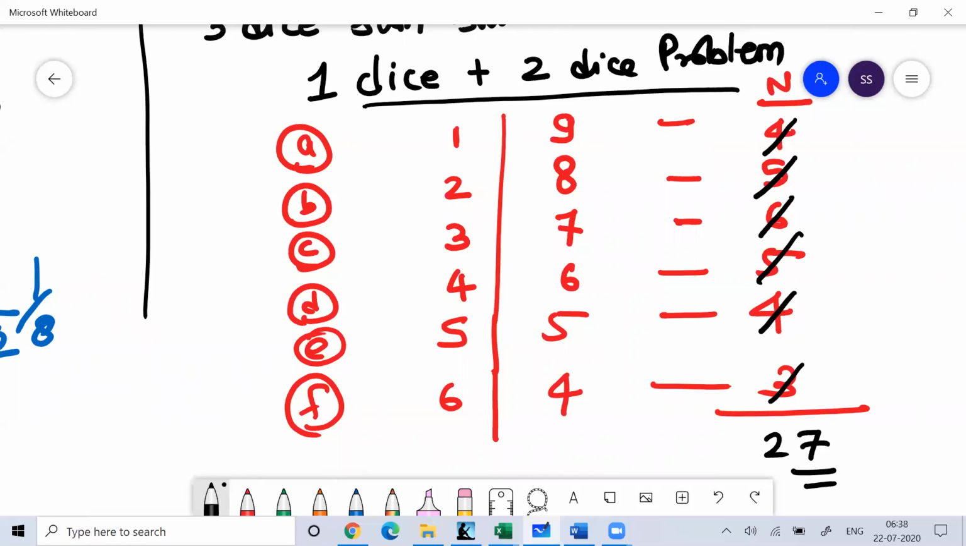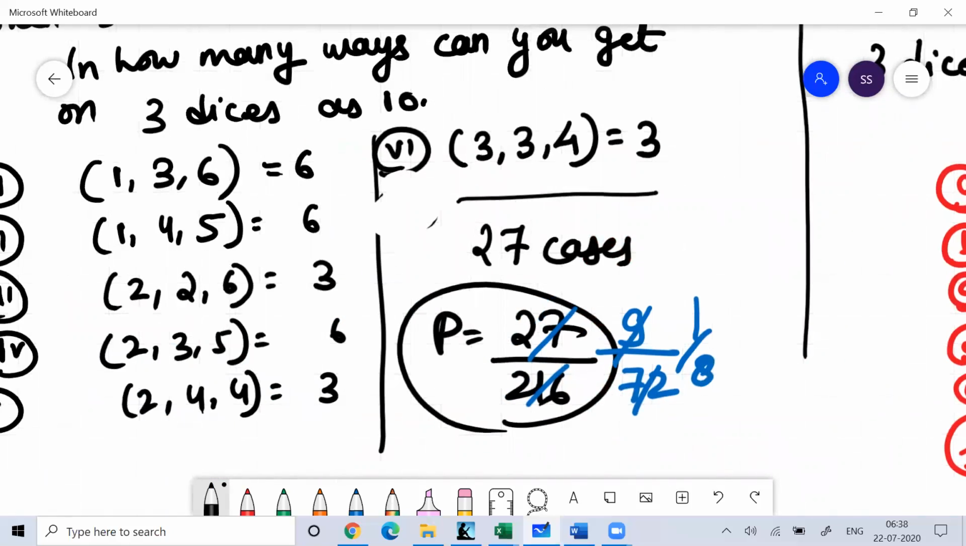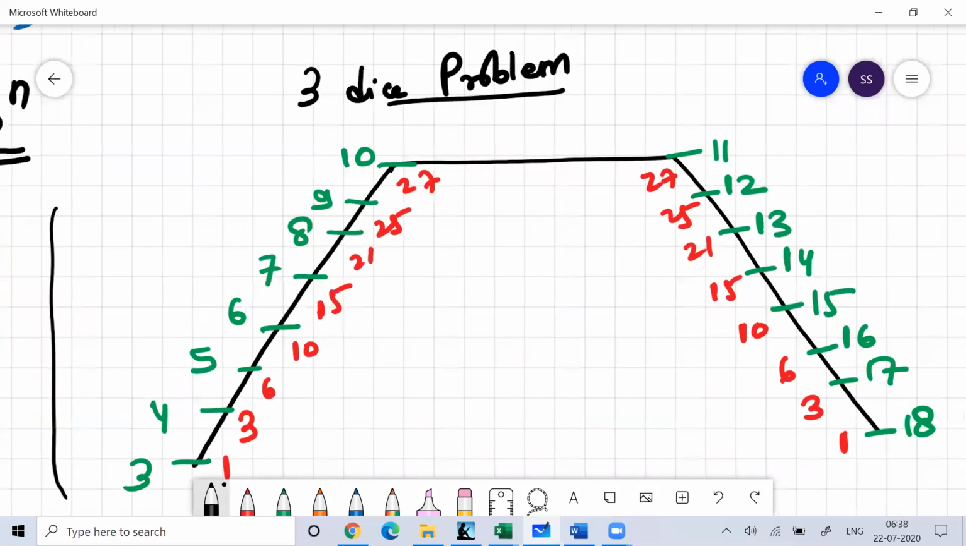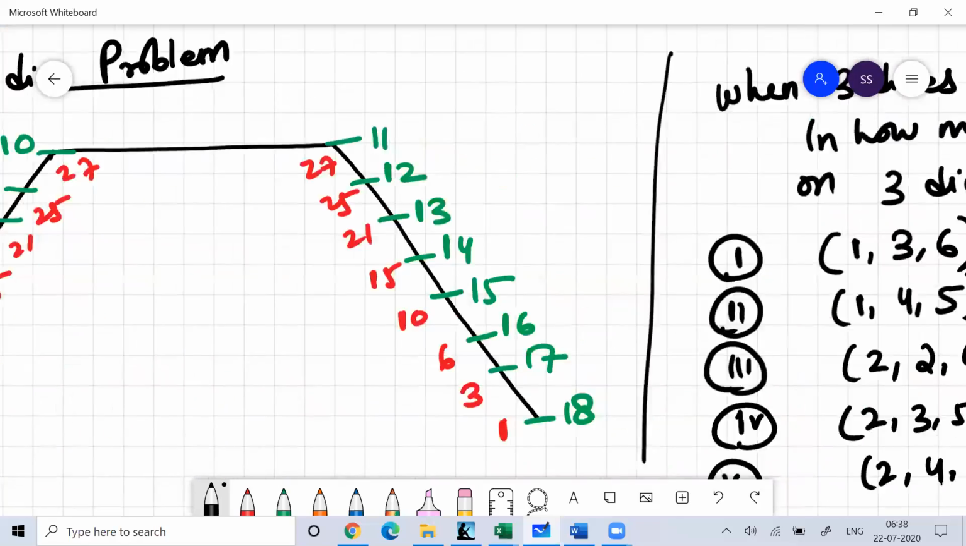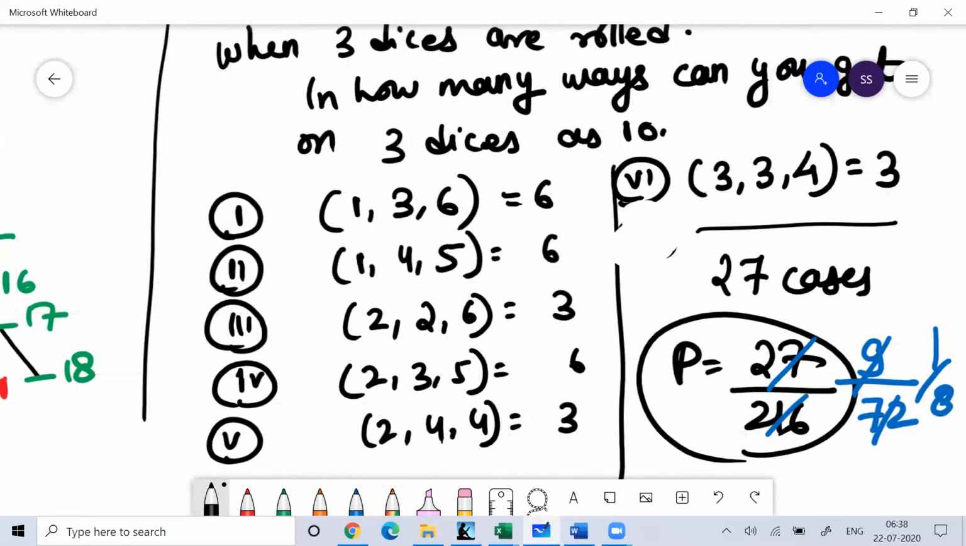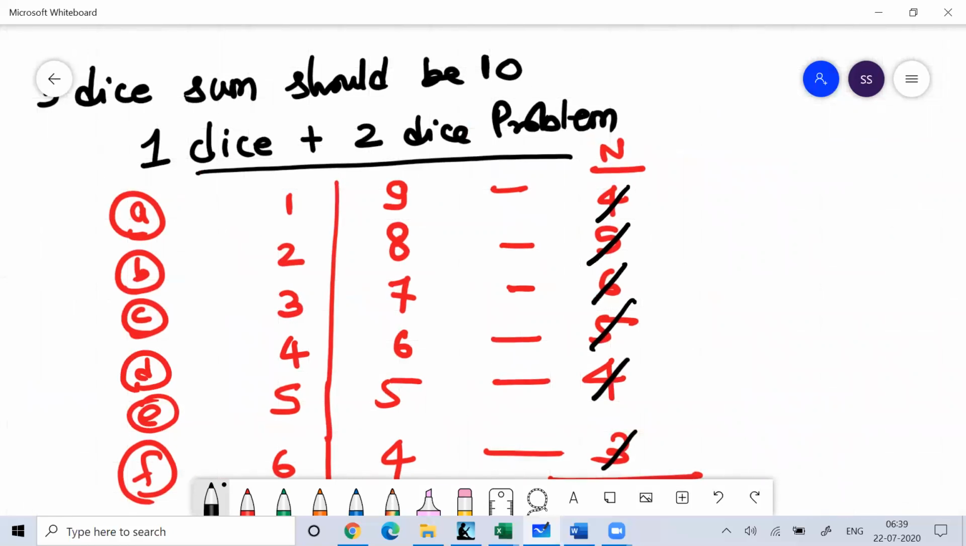Fine. So this can be another approach. So I told you 3 ways to get the same answer. First, I told you the shortcut way to solve the 3 dice problem. Then I told you a manual way, which you can do by using trial and error, or you can do it this way. So 3 ways I've already told you. Now I'll tell you the fourth way of solving the same problem.